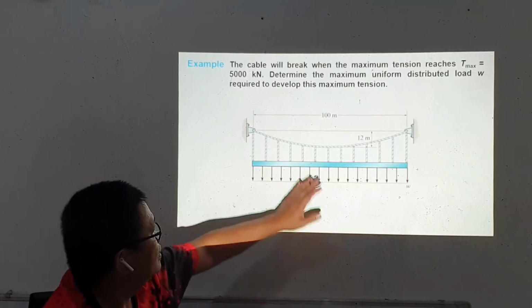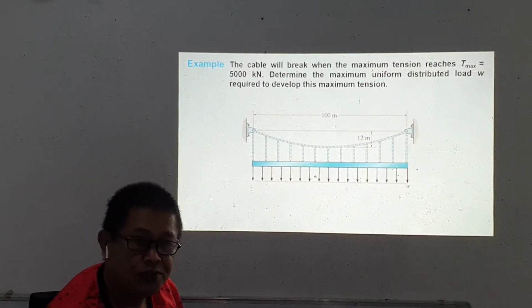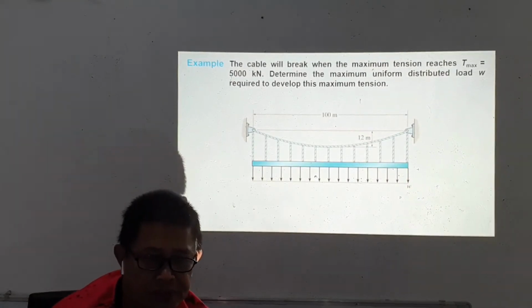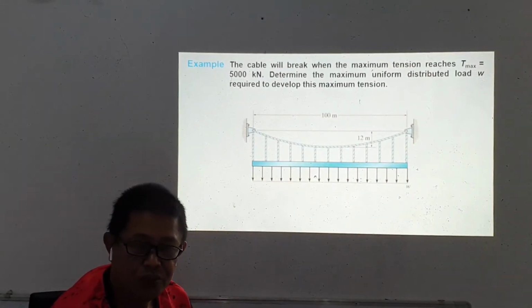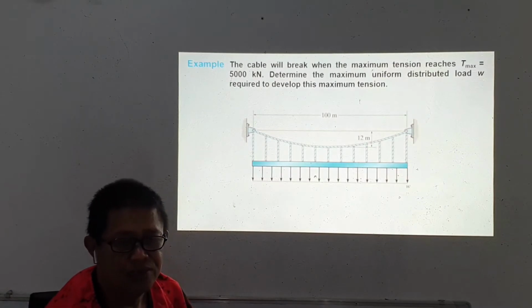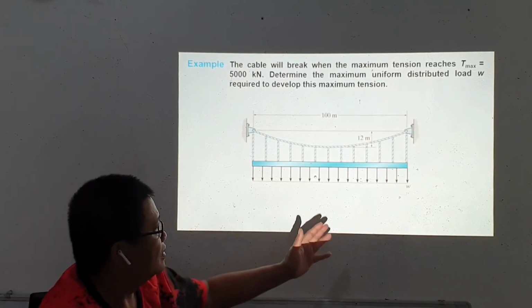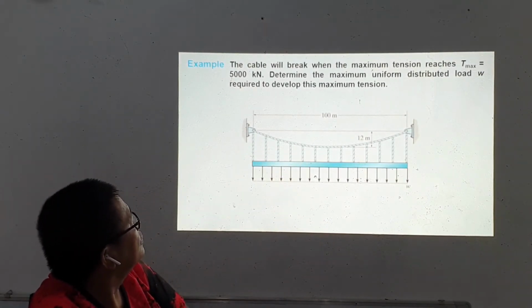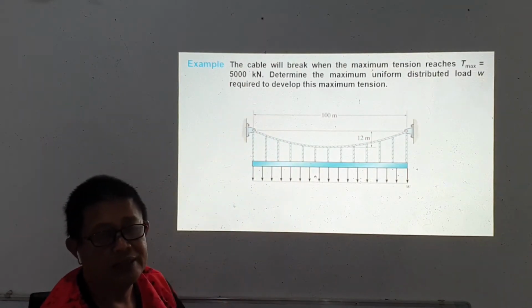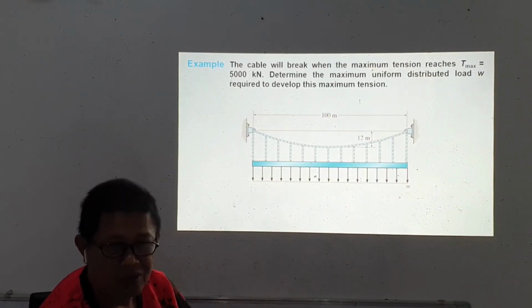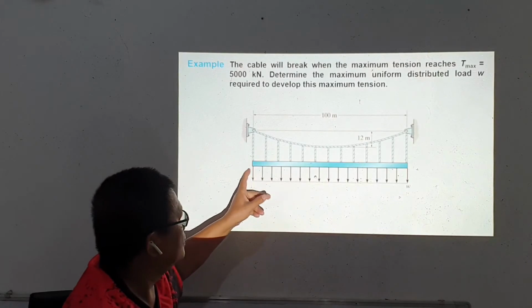So let's consider this problem so that we can apply the equations. And we may have an alternate approach for this because again, it's easier to remember the statics procedure, because we can apply the equations of equilibrium to determine those forces that will balance the different forces developed as well as the applied loadings on the bridge or on the suspension cable. So the cable will break when the maximum tension reaches Tmax of 5,000 kilonewtons, meaning this is the maximum amount of force that we can apply so that the cable is stable and will not break. Determine the maximum uniform distributed load W, the distributed W along the horizontal.